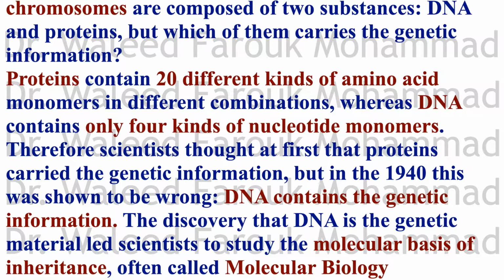Chromosomes have two substances in them, DNA and proteins, but which of them carries the genetic material? Since the proteins are made up of a variety of 20 amino acids, different kinds of amino acids, monomers, while DNA is made only of 4 nucleotide monomers.